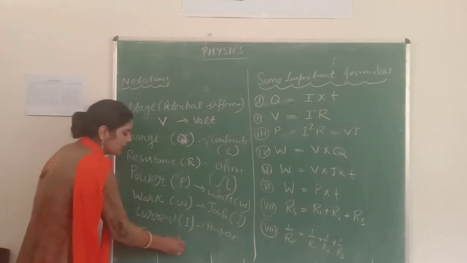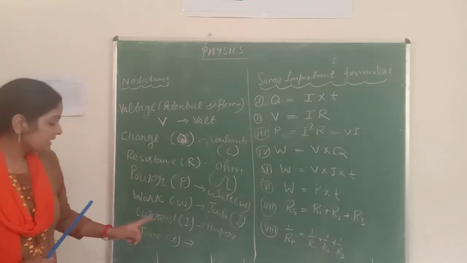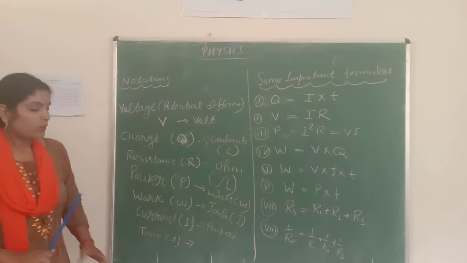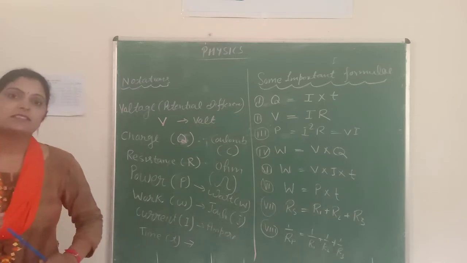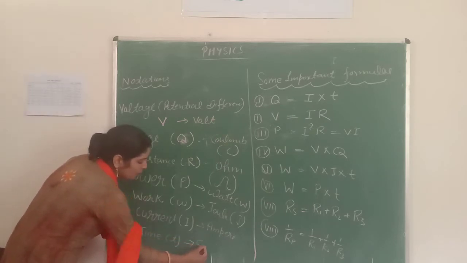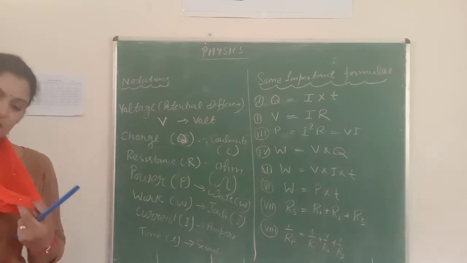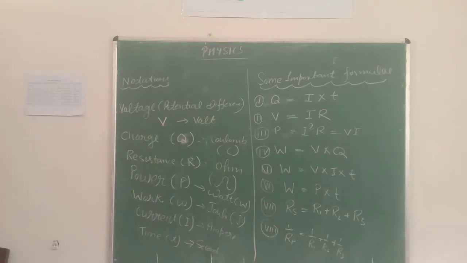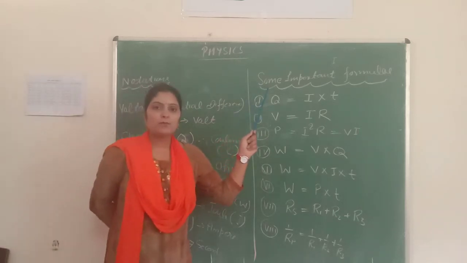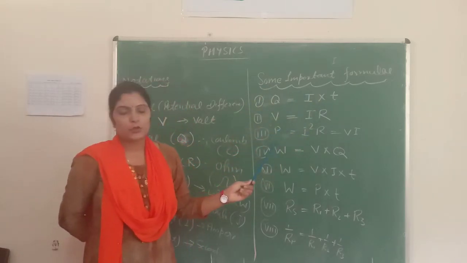Last is your time. Now you know that time has many units like hours, months, years, but the SI unit means the main unit which is internationally accepted. System International SI unit is second. What is it? Second. So these are the units of some very basic quantities and the notations of these quantities. Now let us start our next work, that is some important formulas which will help you to solve numericals.